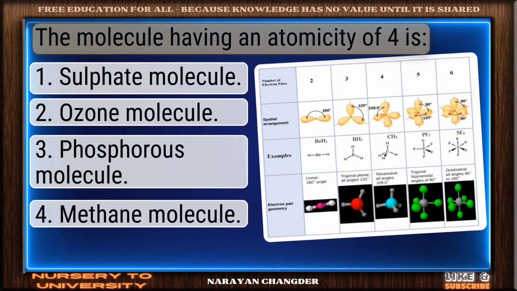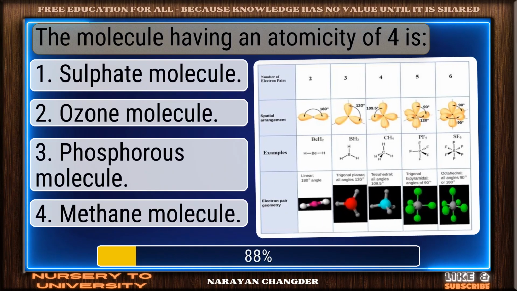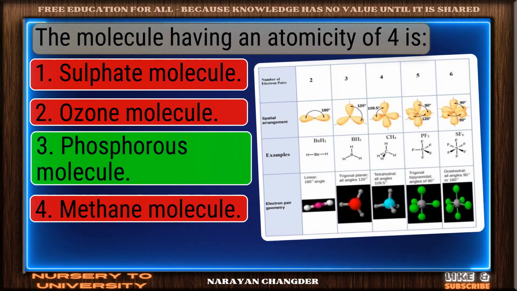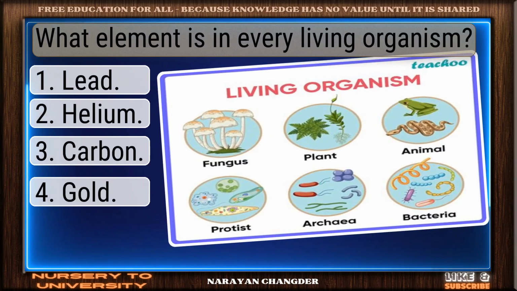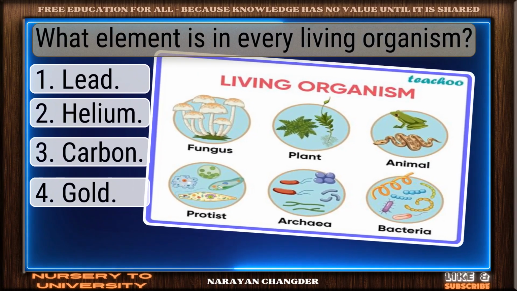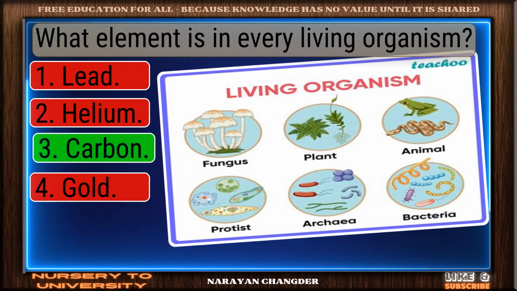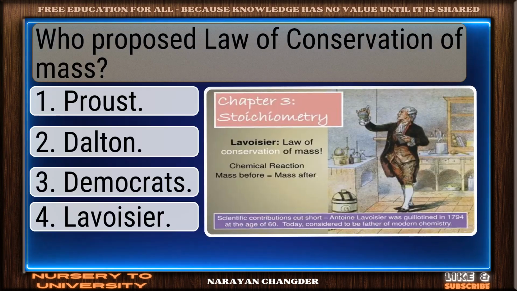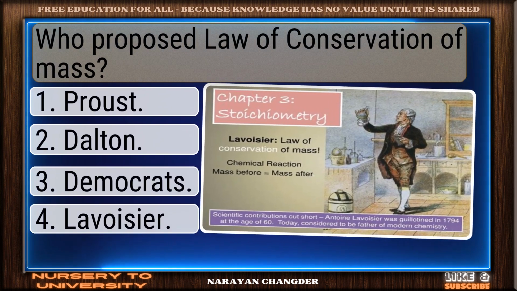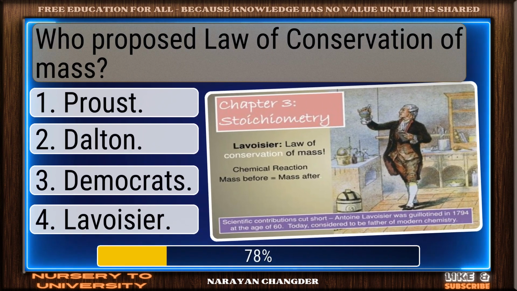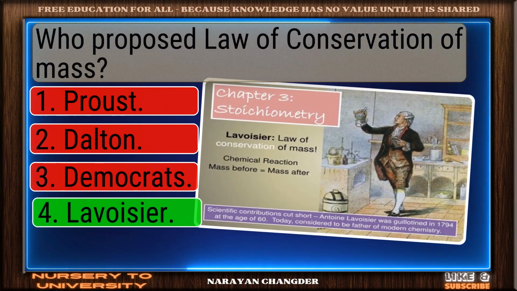Question number 179. The molecule having an atomicity of 4 is. Excellent choice. Phosphorus molecule is the right answer. Question number 180. What element is in every living organism? Sharp thinking. Carbon is the right choice. Question number 181. Who proposed law of conservation of mass? Good thinking. Lavoisier is the right answer.